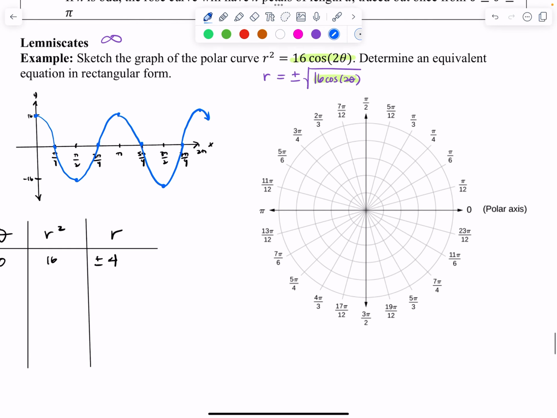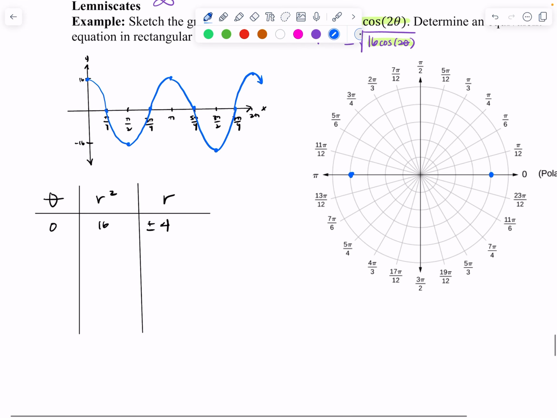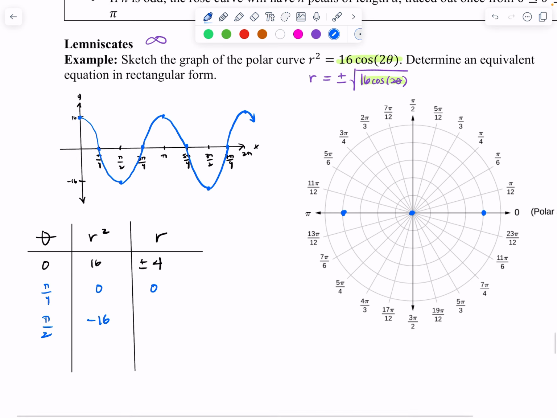So that ends up graphing 2 points, right? So 1, 2, 3, 4 when r is 4, 1, 2, 3, 4 when r is negative 4. Okay, I'll switch to using just blue here. So for pi over 4, r squared would be 0, so r would be 0. Okay. Pi over 2, r squared would be negative 16. Well, if r squared is equal to negative 16, r would be undefined.